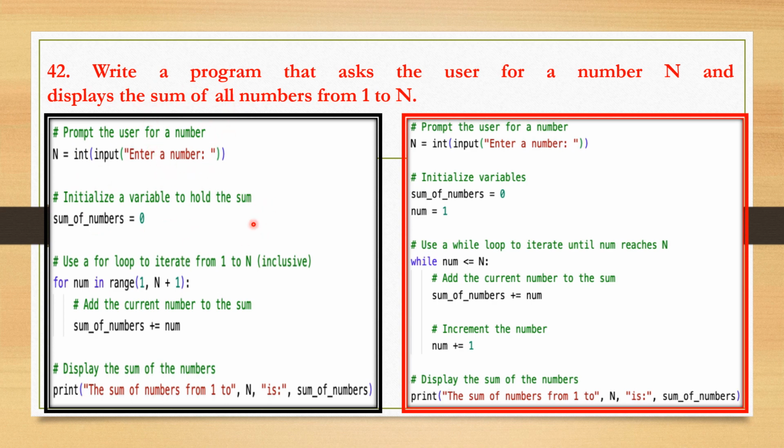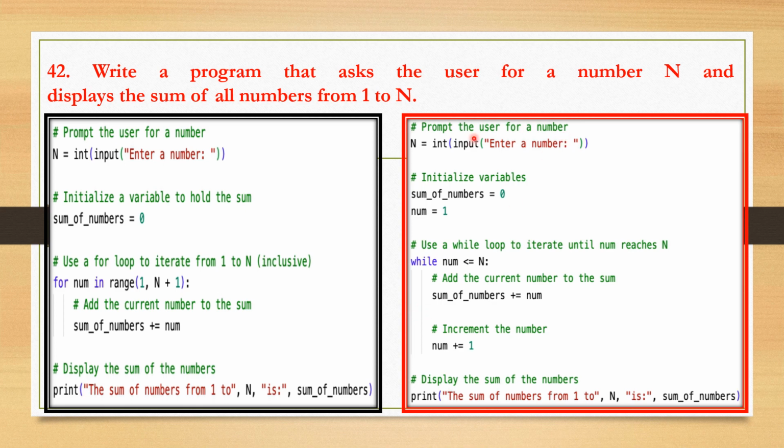We'll use a for loop with a range function to iterate from 1 to n inclusive, and this range function generates a sequence of numbers starting from 1 up to capital N. Inside the loop, for each iteration, the current num is added to sum_of_numbers using this plus equals operator, which accumulates the sum of all the numbers. So once the loop finishes iterating over all the numbers from 1 to n, we have a total sum stored in the sum_of_numbers variable. And by using a for loop and the range function, we iterate through the numbers from 1 to n, accumulating their sum. And finally, the program will display the final sum on the console.